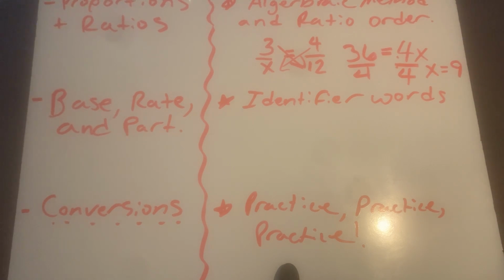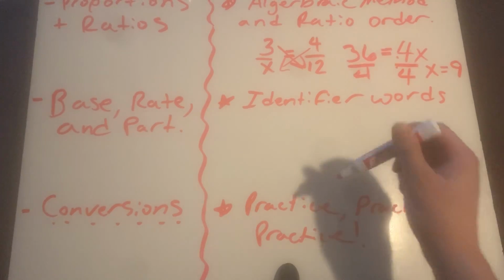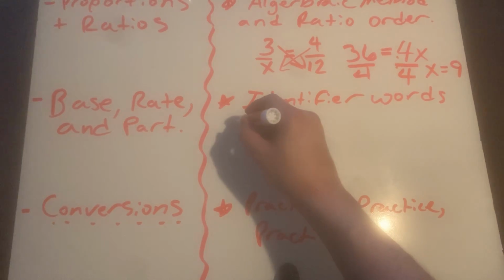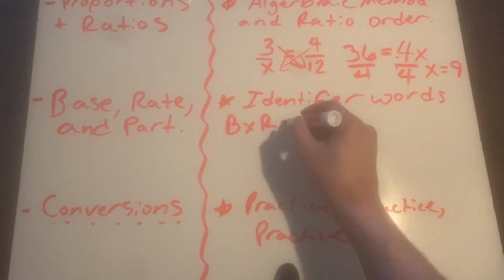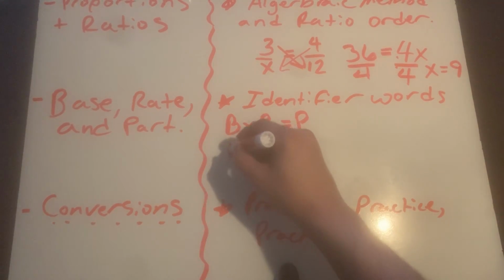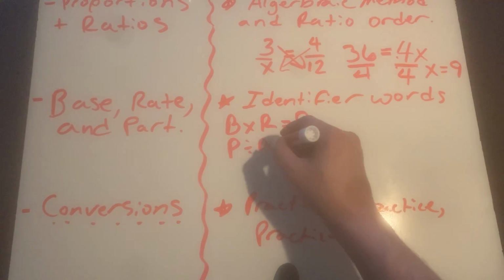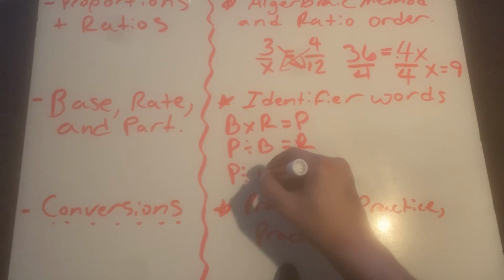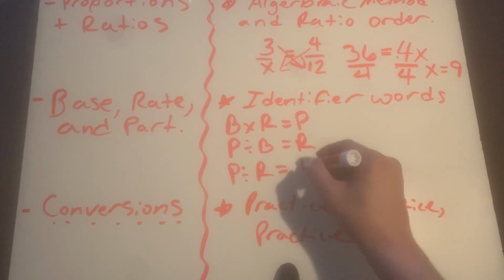Now let's talk a little bit about base, rate, and part, because some of you were getting confused on that as well. Base, rate, and part is fairly easy if you use the formulas. There are 3 formulas, and I'll write them here. There's base times rate equals part. There's part divided by base equals rate, and there's part divided by rate equals base.